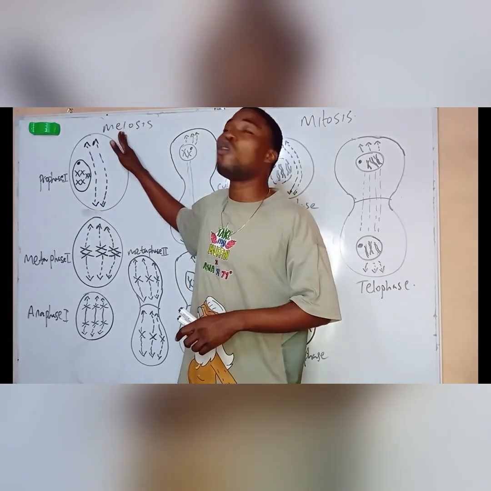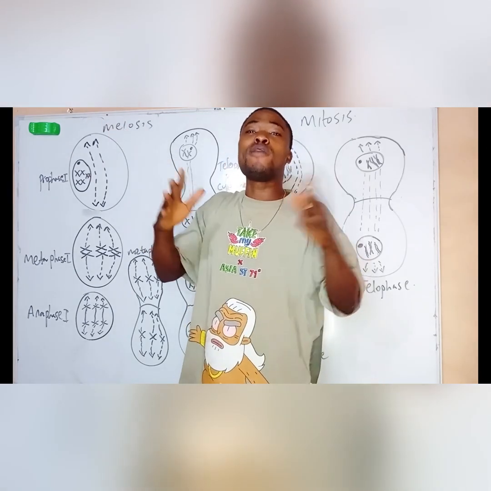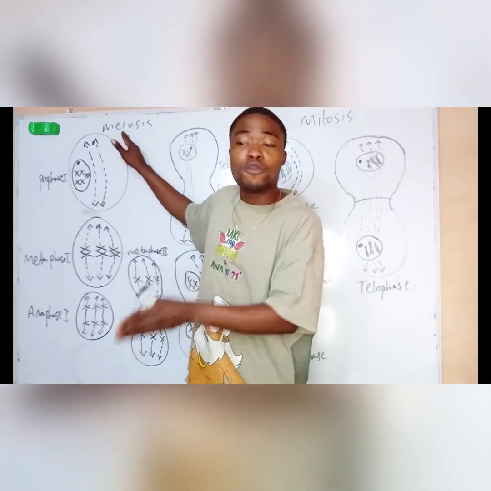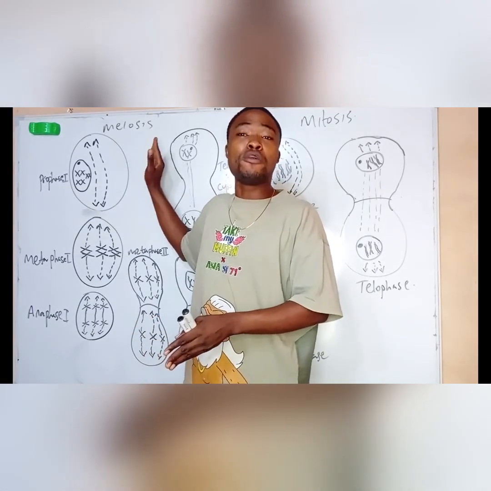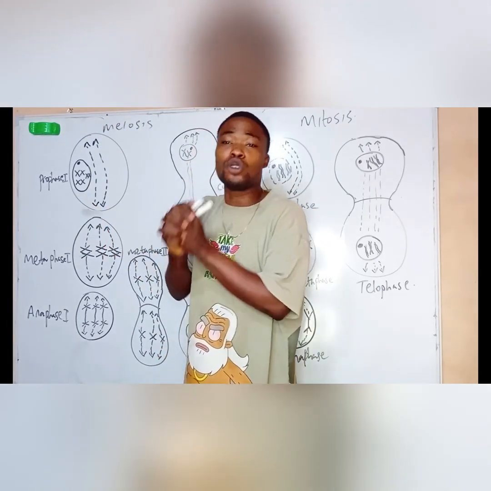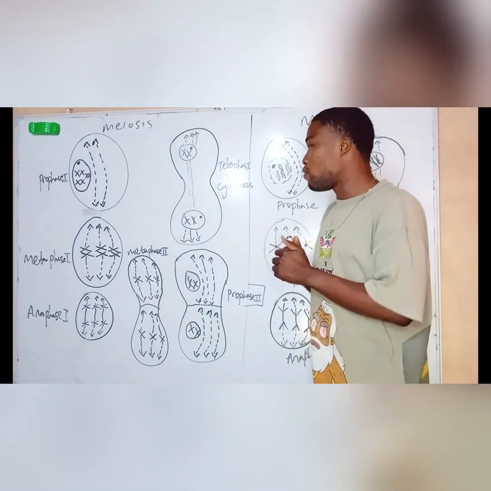That means there's a reduction in your chromosome number. That's why when a man and a woman meet, the male produces half the number of chromosomes in his gamete, and the female produces half the number of chromosomes in her gamete, and you get a diploid number of chromosomes, which will now result in you or any other person. So that's the major difference between meiosis and mitosis.